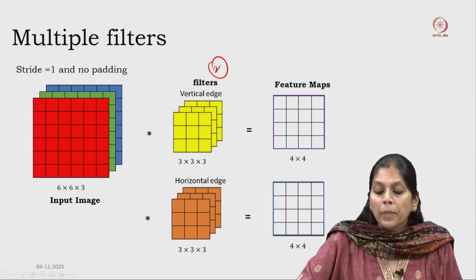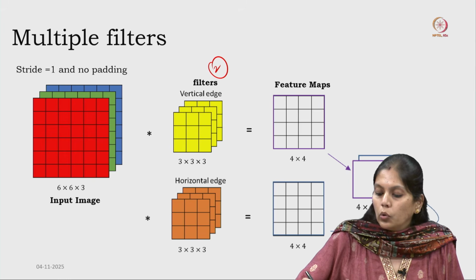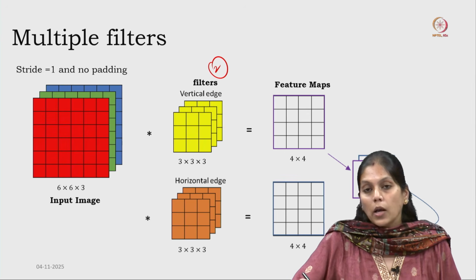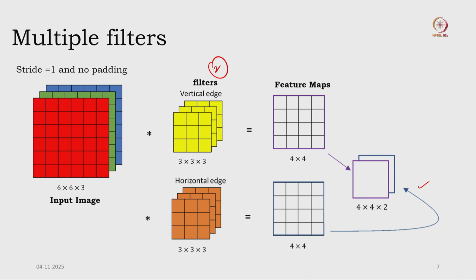you are going to get this as the output. This is the first feature map from the first kernel, and this is the second feature map from the second kernel. Therefore, the output is 2 such feature maps. This is the first one, this is the second. What do we call this? We call it an output volume. Now, let us see the math behind how many we are going to get.